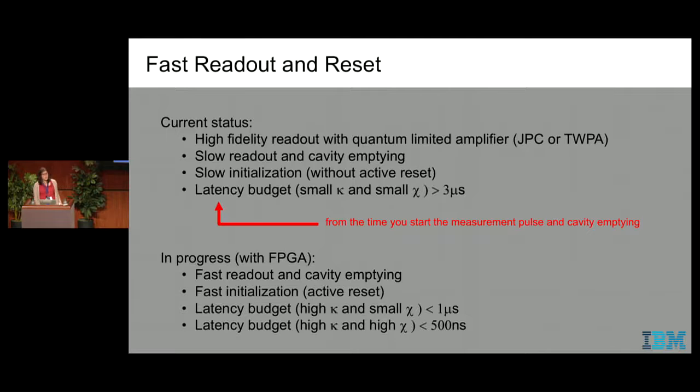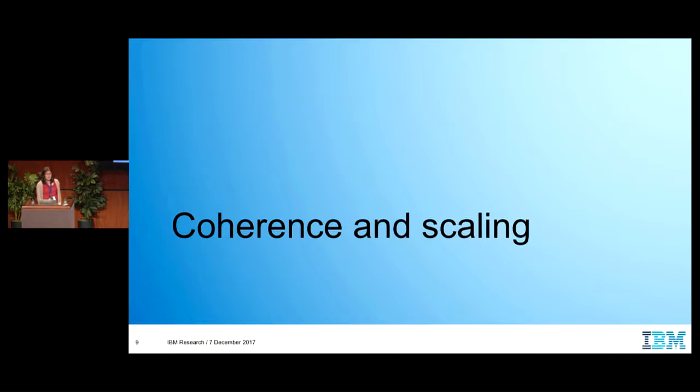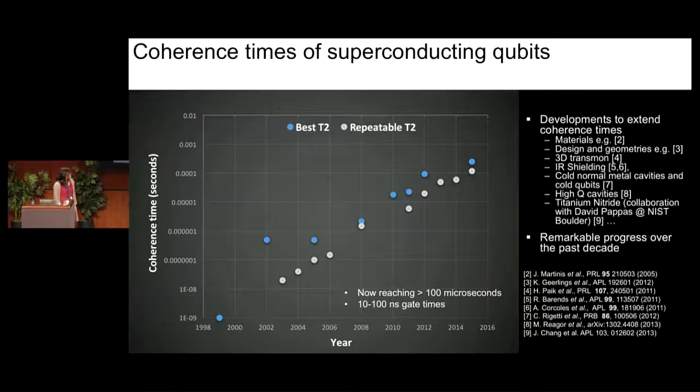So this is something that we're working on, and now on coherence and scaling. Over the years, in superconducting qubits, we have made tremendous improvement in coherence time. Now we're reaching over 100 microseconds using 10 to 100 nanosecond gate times. So it's very important to note not just the coherence time, but to understand that we need fast gates. Having 100 microsecond coherence, with microseconds and tens of microseconds of gate time, is not going to do much.